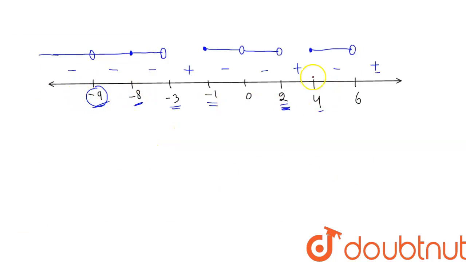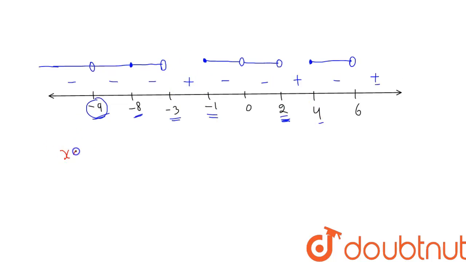Now from seeing this diagram, we can write our answer. So our answer is the x belongs to the range of -infinity to -9, that is this range. So we have -infinity to -9, and at -9 we have an open interval. Union from -9 to -3, because at -8 we have the closed interval. So here we have the -9 to -3, both open interval.